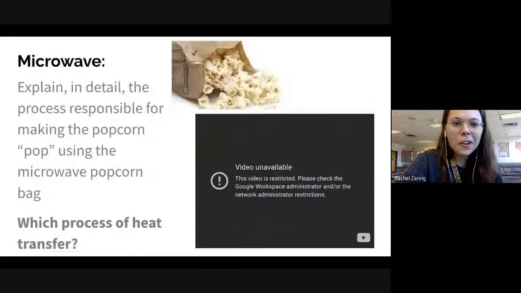All right, our third option for popping popcorn is utilizing the microwave, the method that probably most of us in this room are most familiar with. So this is the process of radiation.